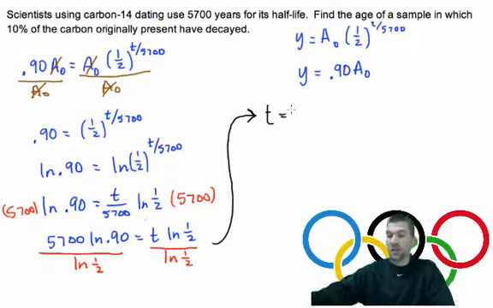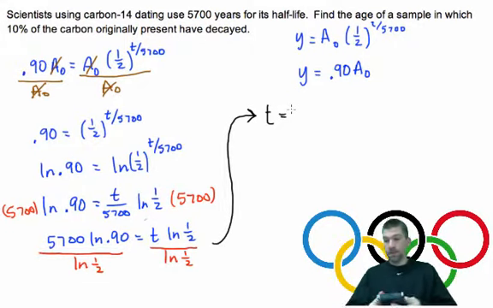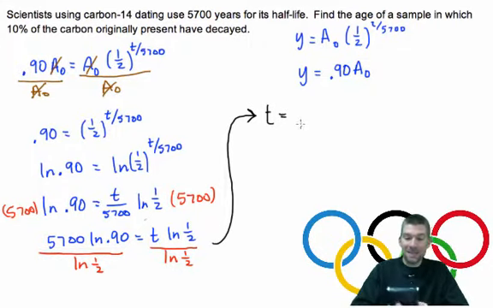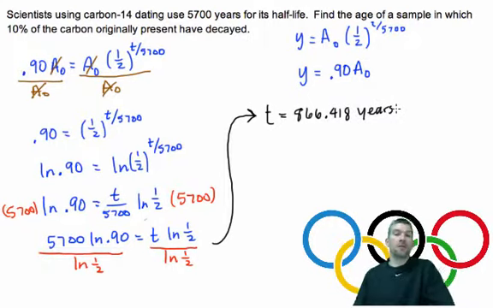So let me just punch that into my calculator real quick. And what I get is 5,700 times natural log 0.9 divided by natural log 1/2. I get 866.418 years. So that's about how long it would take for this sample to decay by 10%.